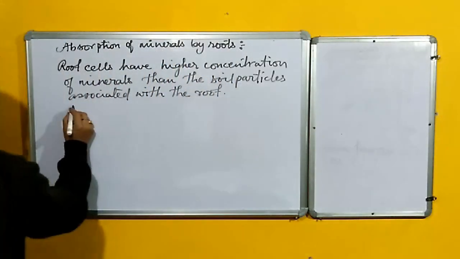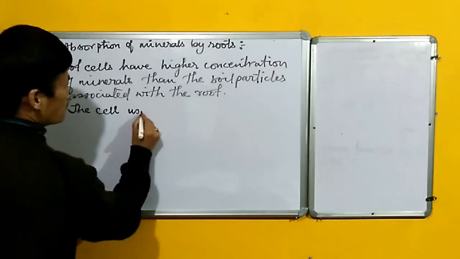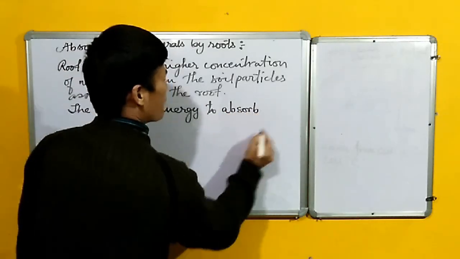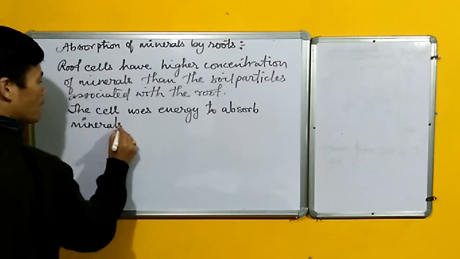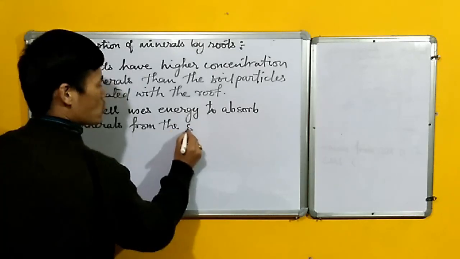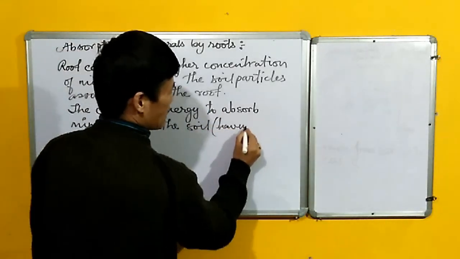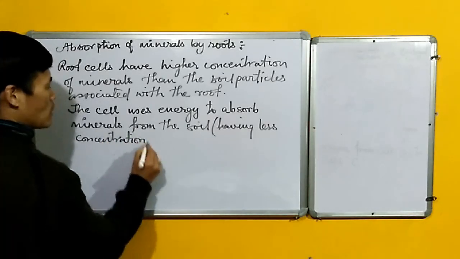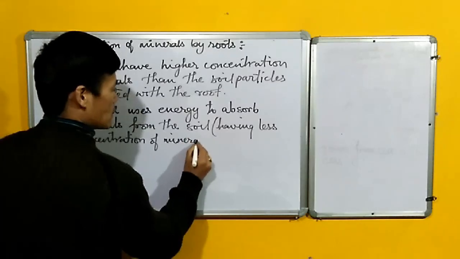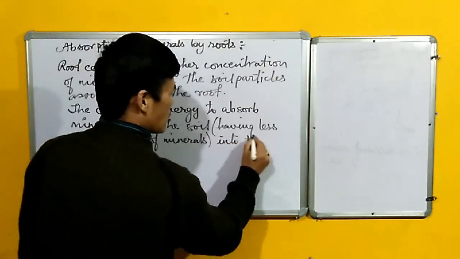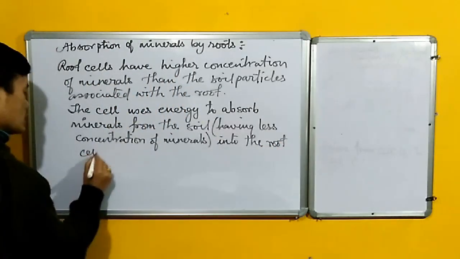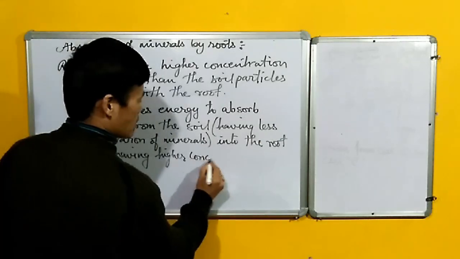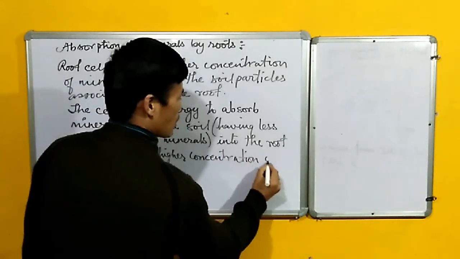So in this case, the cell uses energy to absorb minerals from the soil, having less concentration of minerals, into the root cells, having higher concentration of minerals.